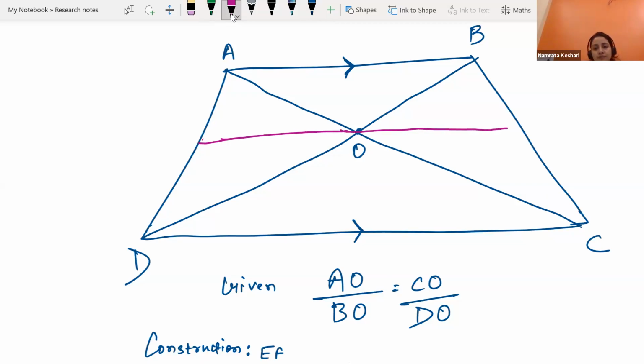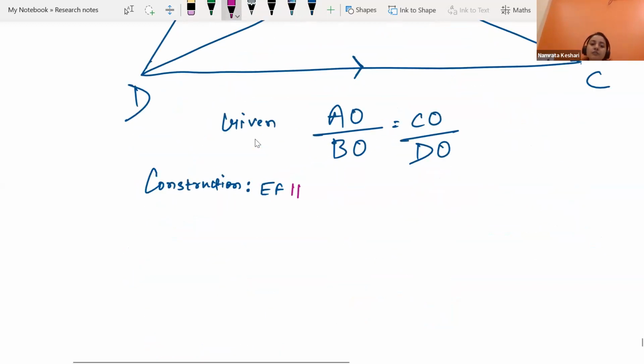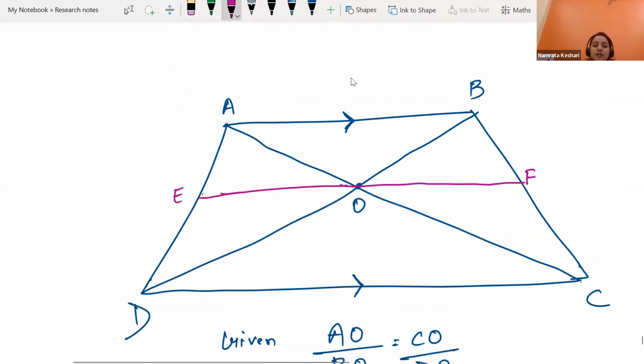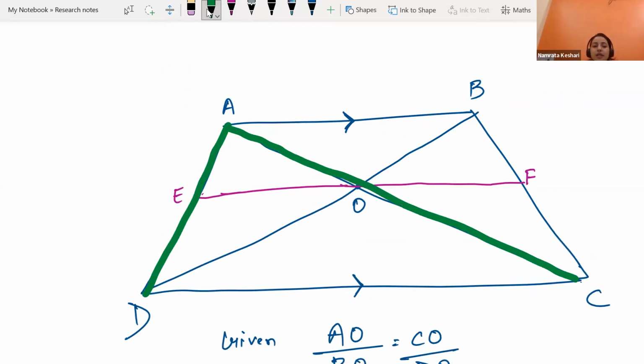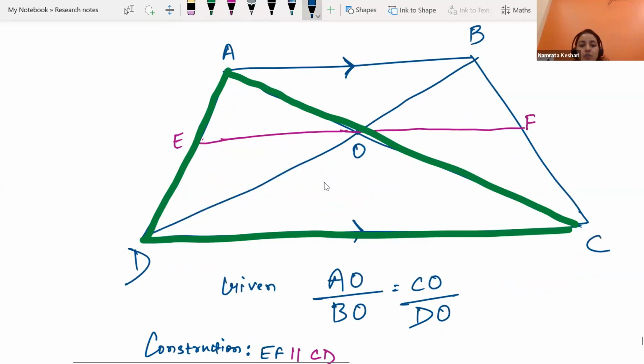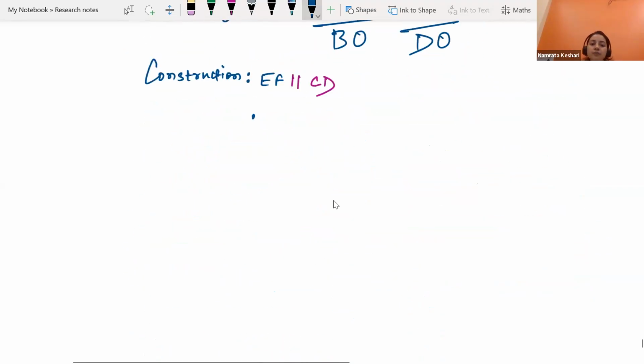I am going to write in the construction that we constructed EF parallel to CD. Now this will help us. We will be taking a triangle. Since I have mentioned CD, I will carefully take this triangle. I said that EF is parallel to CD, so EO will also be parallel to CD.